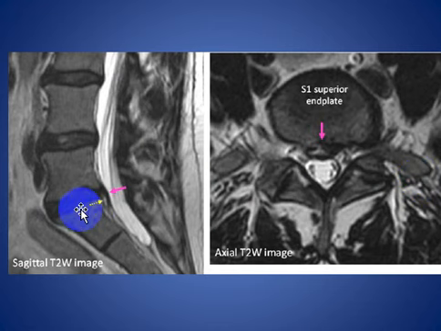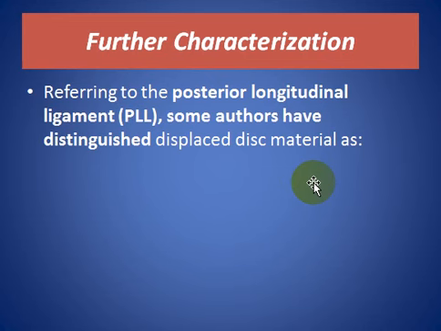Here there is posterior annular fissure tear with central disc protrusion in this patient, but it is still maintained with the parent disc. Further characterization is related to the posterior longitudinal ligament.